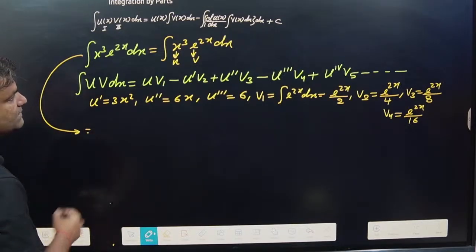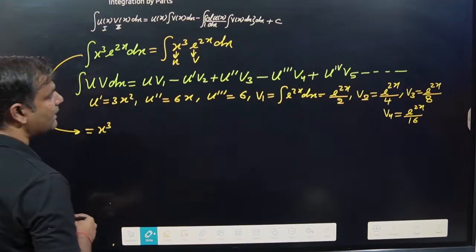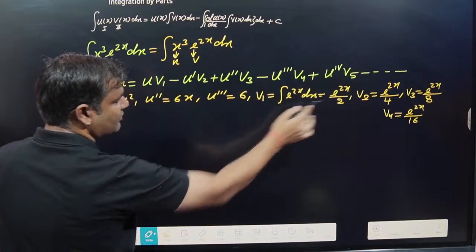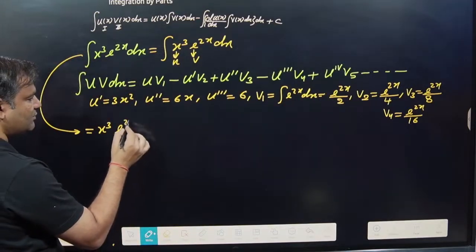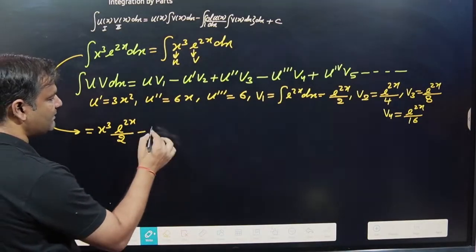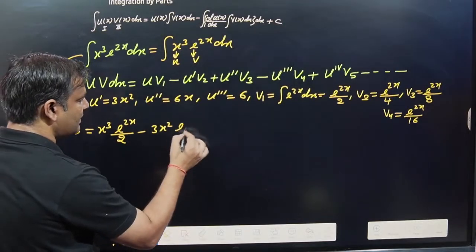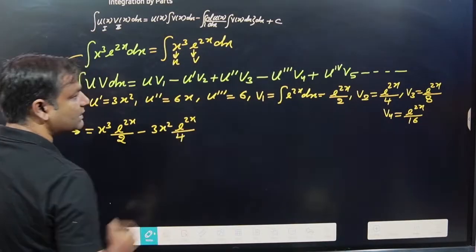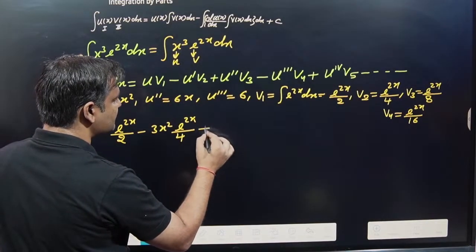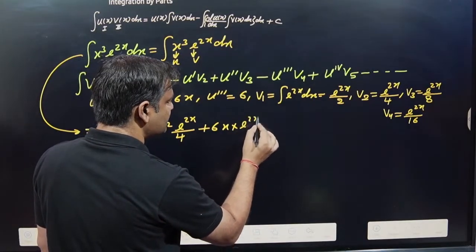First, u means x cube. After that, v1 means e to power 2x upon 2. Okay, so e to power 2x divided by 2. Minus u prime means 3x square, into v2 means e to power 2x divided by 4. Okay, now u double prime means 6x, and v3 means e to power 2x divided by 8.